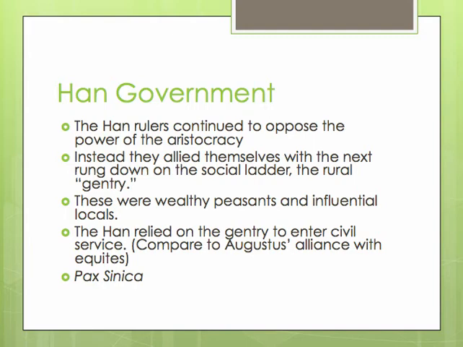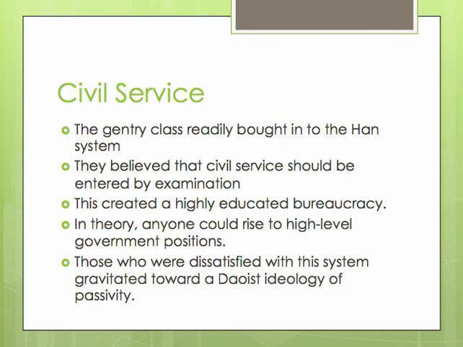We can also talk about the Han period as constituting the Peace of China, the Pax Sinica, directly comparable to the Pax Romana that we see from roughly the age of Augustus to the end of the period of the five good emperors, ending with Marcus Aurelius around the year 180. China has a similar period of peace and prosperity, even at around the same time.